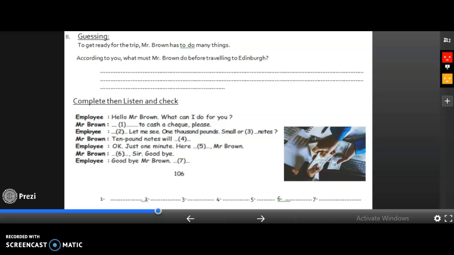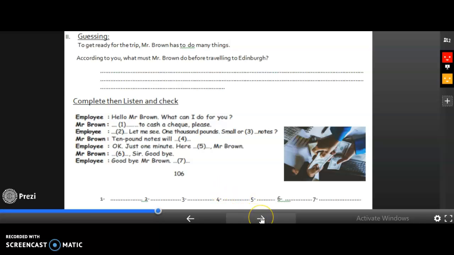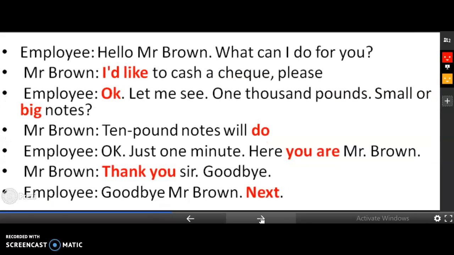Okay, so now I'd like you to look at the correction and try to check. So now that's the correction. Now the first one, is it the same? Yes, it's correct. It's I'd like. That's correct. The second one, that's correct too. The third word, correct too. Yeah, that's big, small or big notes.